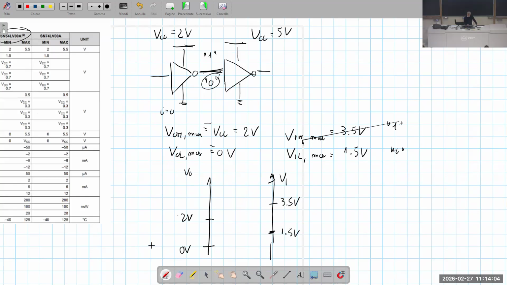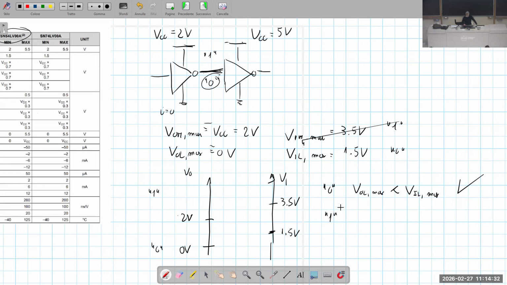Is this for the 0 level? What about the 1 level? Is the 1 level properly recognized? Actually, we have already said that VOL maximum is smaller than VIL maximum. So for the low logic level, this is fine.